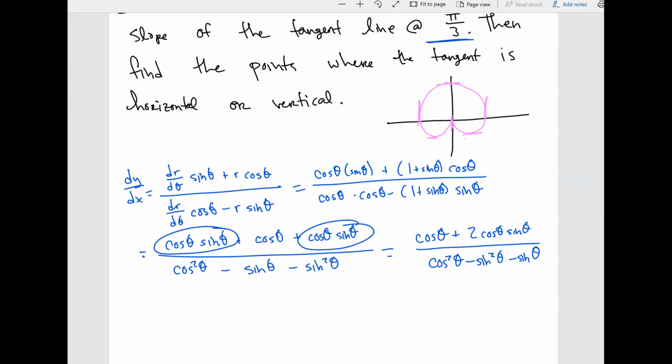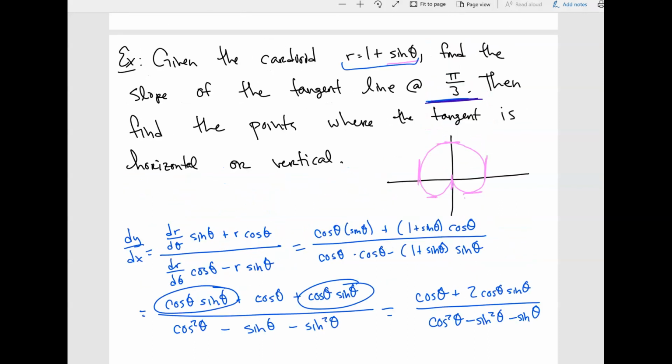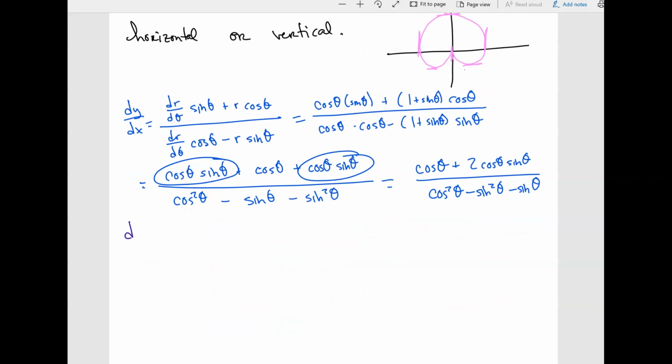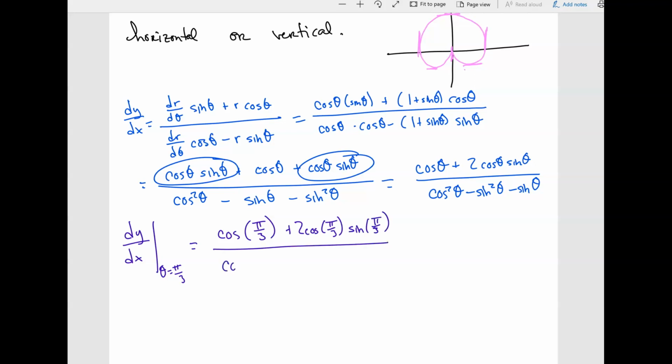So now that we have that, all we want to figure out is the slope of the tangent line when it's pi over 3. So I'm going to write dy over dx and evaluate this when theta equals pi over 3. So I'm going to have cosine of pi over 3 plus 2 cosine of pi over 3 sine pi over 3, divided by cosine squared pi over 3 minus sine squared pi over 3 minus sine of pi over 3. If you do this in your calculator, you're going to get -1. That's basically going to be the slope of that tangent line.